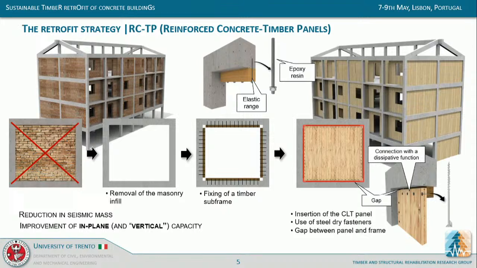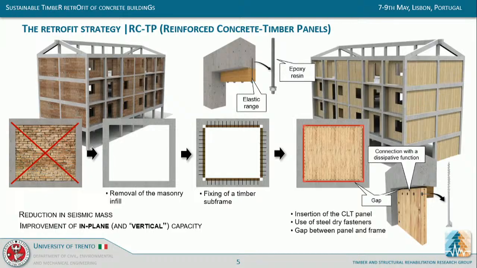So the first thing is to remove the strong infills that can be potentially dangerous to the columns, thus reducing the seismic mass. Then there's a timber subframe which is installed and fixed to the existing concrete frame. The subframe is supposed to remain elastic, and therefore the connection can be obtained, for example, as you see here, using steel rods bonded with resin. And then there's the insertion of timber panels, and in this case they are CLT panels.